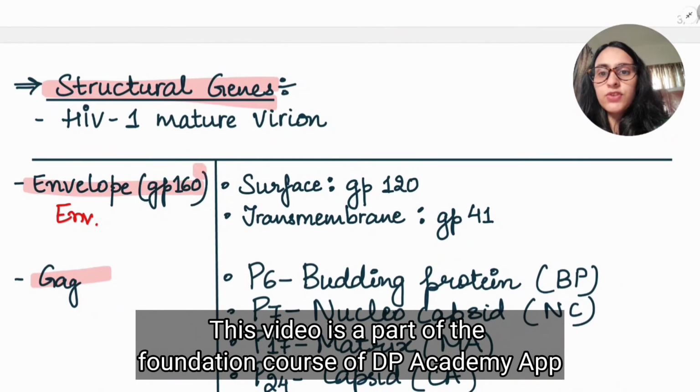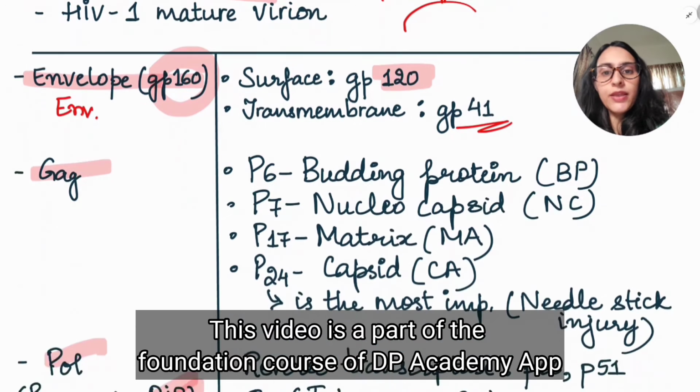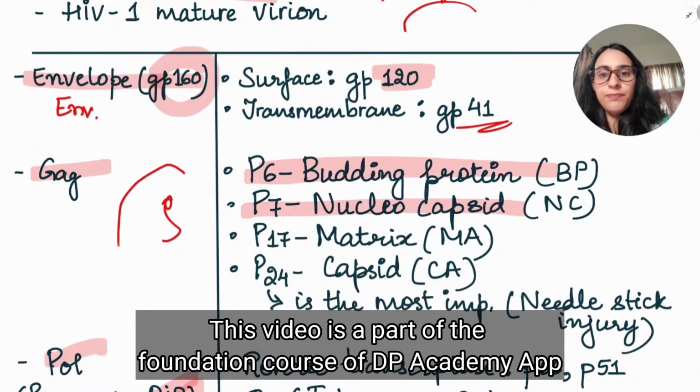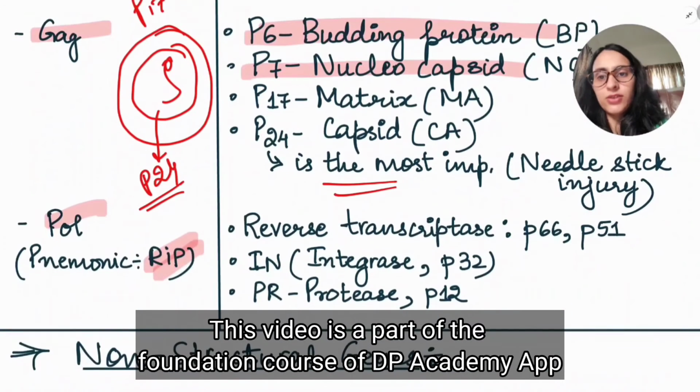The envelope is GP160. If this is the envelope, then GP120 is on the surface, that is surface, and within the membrane is the transmembrane, that is GP41. This is GP41, and here is GP120. In the GAG, we have the budding protein, that is P6. P7 is the nucleocapsid. The matrix is P17, and the core antigen here is the capsid, which is P24. P24, guys, is very important for needle stick injury.